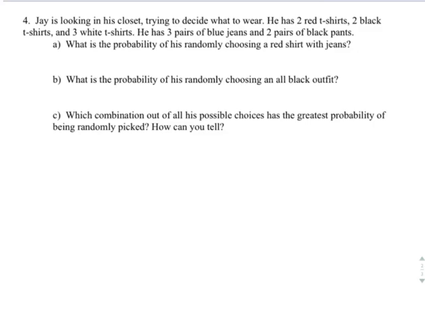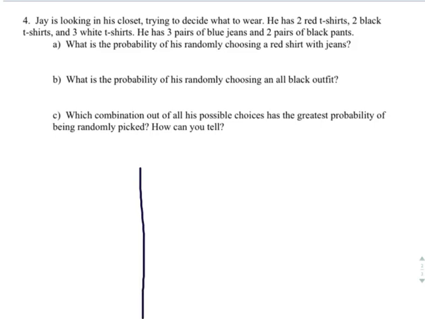Okay, number 4. Jay is looking in his closet trying to decide what to wear. He has 2 red t-shirts, 2 black t-shirts, and 3 white t-shirts. He has 3 pairs of blue jeans and 2 pairs of black pants. So we're going to make a probability rectangle for this one.